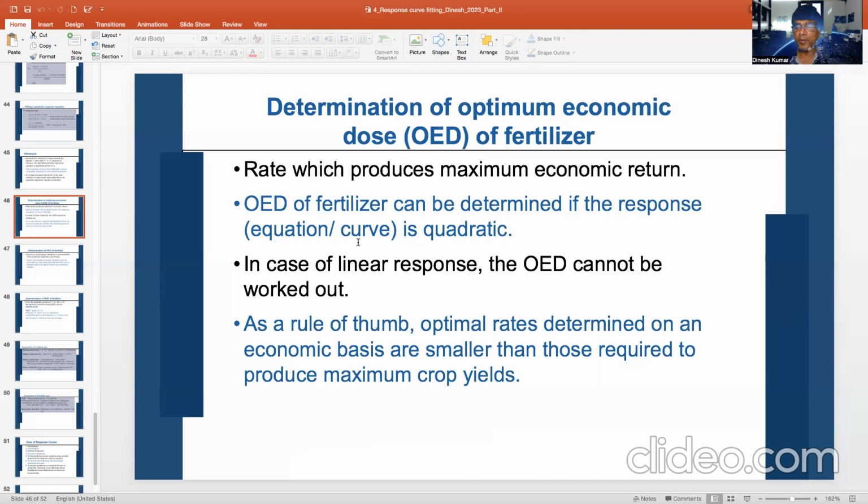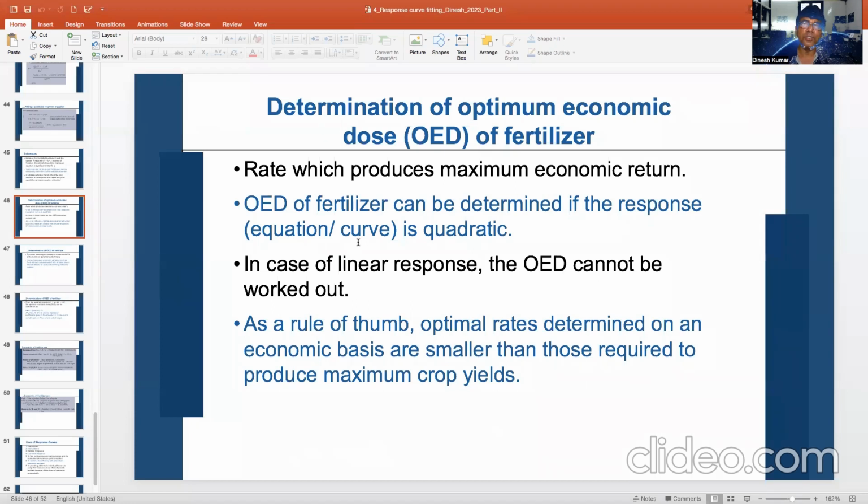As a rule of thumb, optimal rates determined on an economic basis are smaller than those required to produce maximum crop yields. As you know, as you go on increasing the levels of any fertilizer, NPK, calcium, magnesium, the yield increases and will continue to increase, and the fertilizer level where you get maximum yield is the highest quantity of fertilizer that is giving you response. However, that response may not be economic. That response may not be economic.